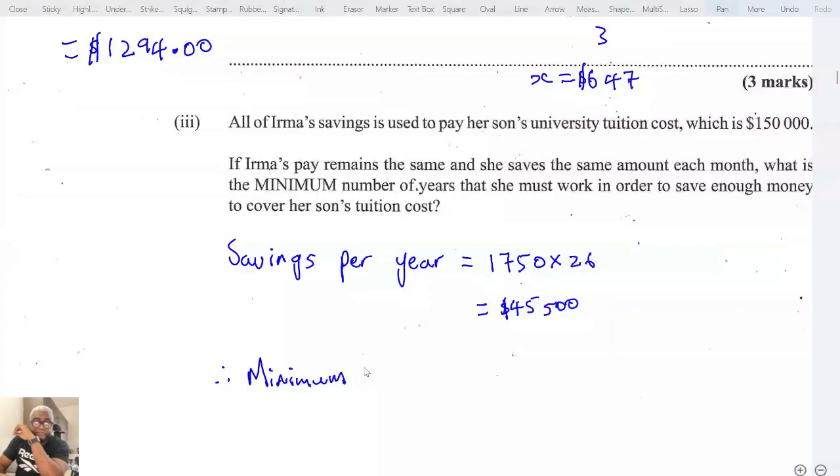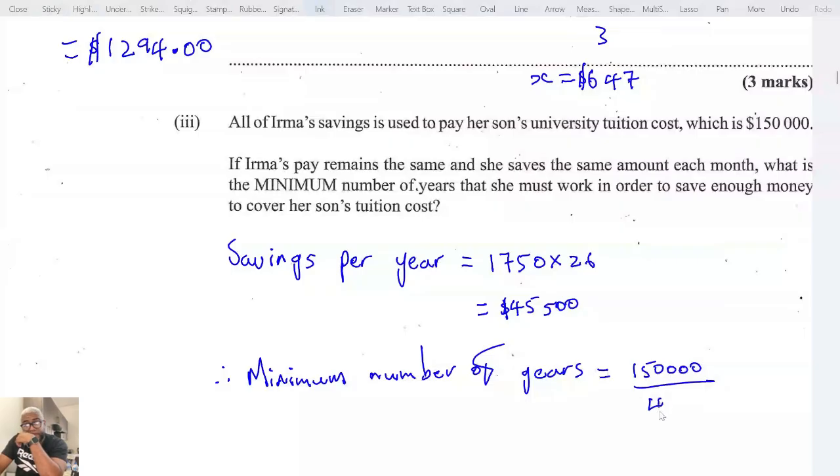So the minimum number of years would be equal to 150,000 divided by 45,500. How much am I getting here? You're getting 3 point something. Right. So they ask for the minimum number of years she must work in order to save enough money to cover her son's tuition. So what's the minimum amount of years?